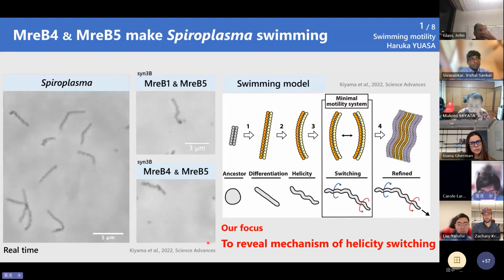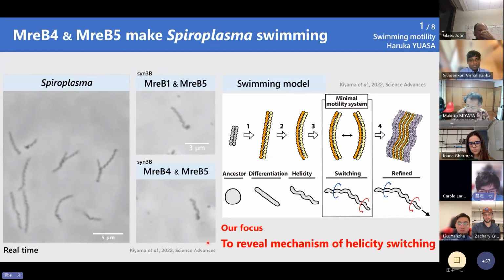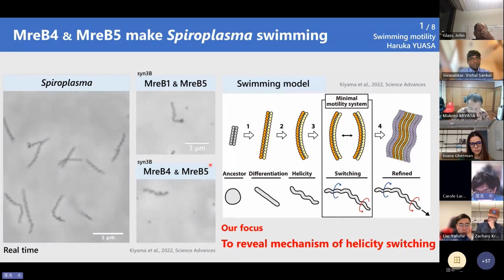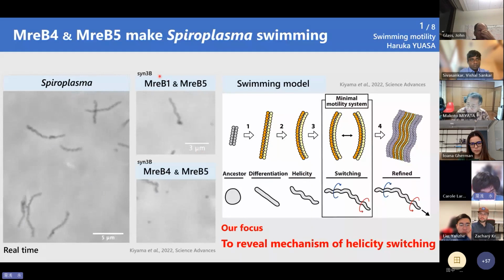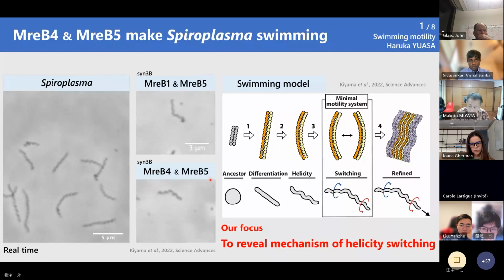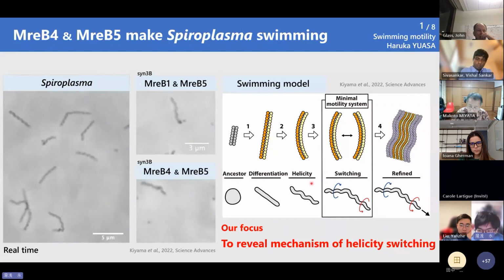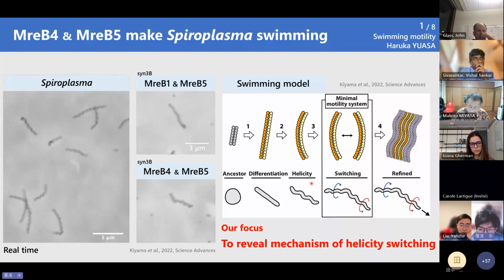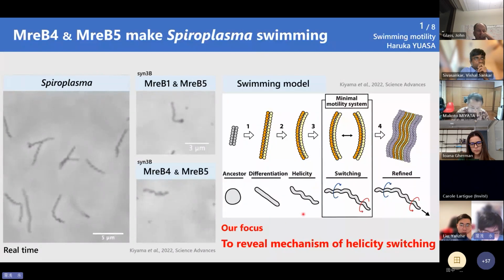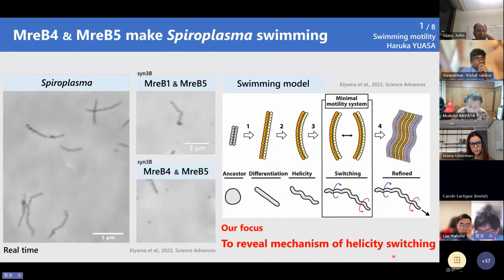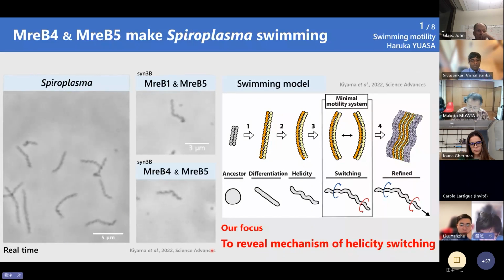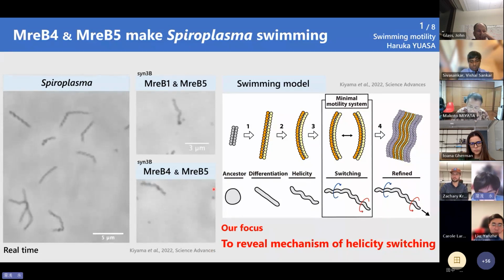Previously, our group reconstituted spiroplasma swimming in syn3B by expressing two types of MreBs. For example, this is MreB1 and 5 strains, and this is MreB4 and 5 strains. In the current swimming model, two types of MreB make swimming motility. So our focus is to reveal the mechanism of helicity switching from a structural perspective. And now we focus on this MreB4 and 5 strain.